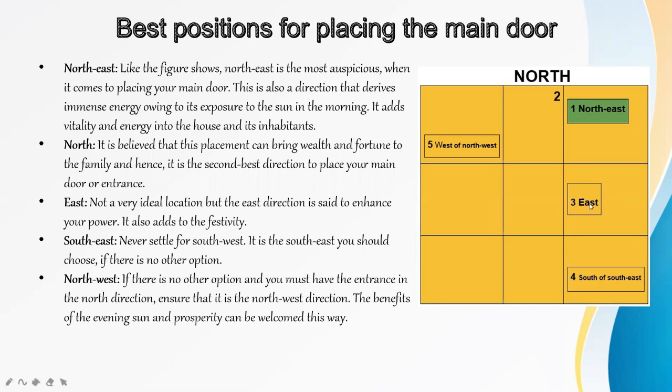Then we have east. It is not a very ideal location, but it enhances the power and also adds festivity. Then we have south of the southeast. If you have no other option, then you can go for the south of the southeast. Then we have west of the northwest. It also gives the benefits of the evening sun, and prosperity can be welcomed in this way.